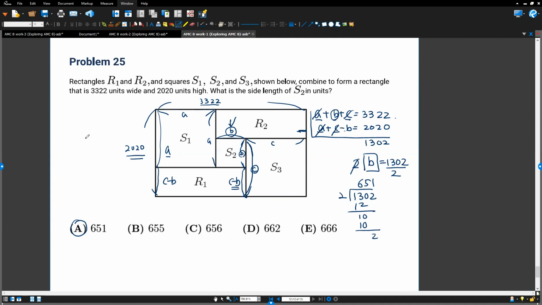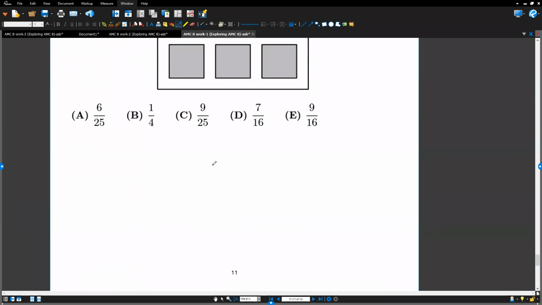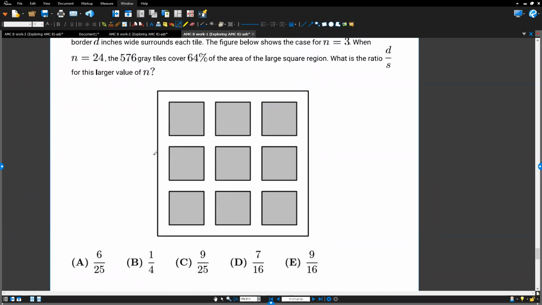But the idea is that when you have 3 variables, we might think we need 3 equations. But this time, we don't need the other equations. All right, because these 2 variables, A and C, can be gone at the same time. Okay, that's the idea. Okay, now let's do number 24 first.